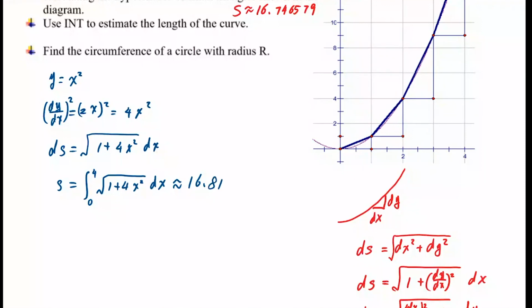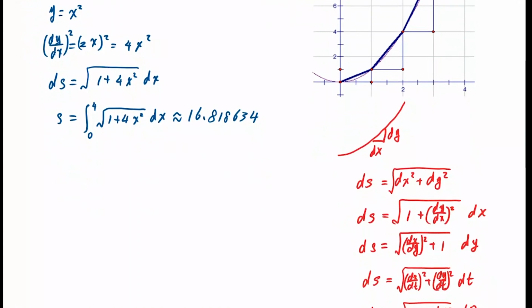818,634. 818,634 is correct. Okay. Now, if you're a good student, you should be wondering, how can we do this by hand?